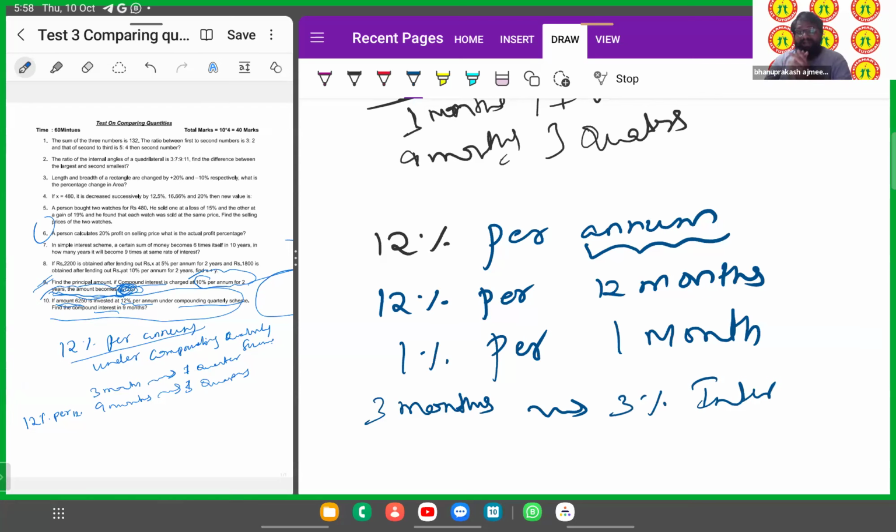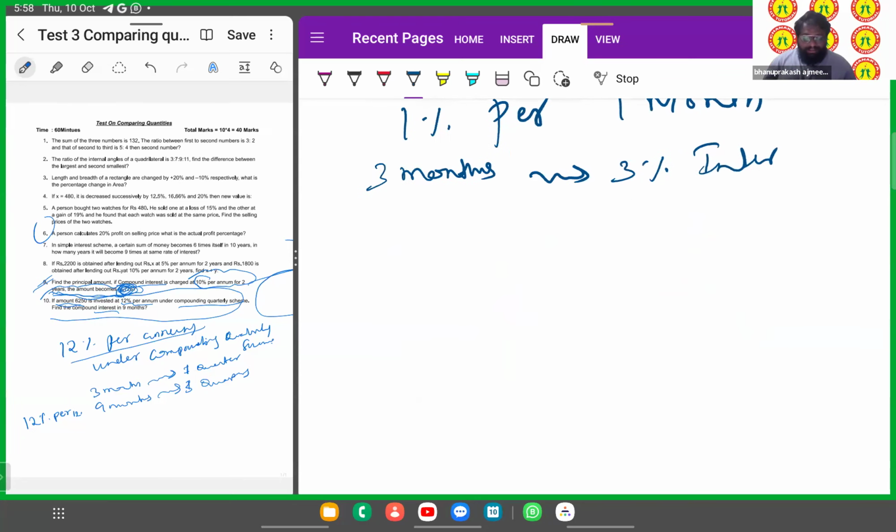Now, what is the formula? What is the formula for quarterly compound interest? If you calculate it quarterly, what is the formula? You are not revising the notes. So what's the point of giving the notes if you people are not revising them? Gagana, what is the formula?